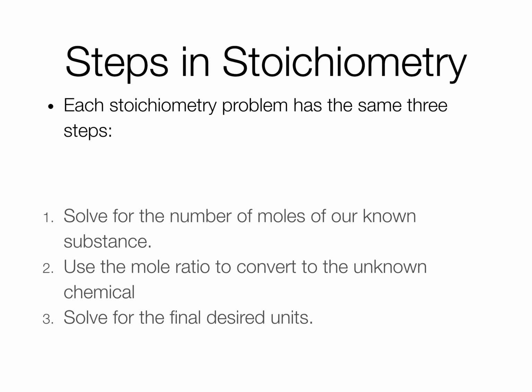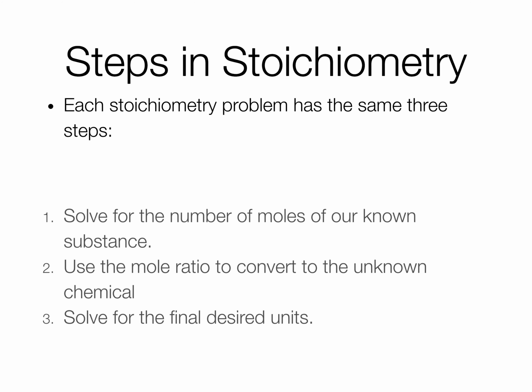In any stoichiometry problem, the first thing we need to do is figure out how many moles of our known substance we have. The problems we're going to do right now are going to start with that. Next, we're going to use the mole ratio to convert to the chemical we want to know in the end. And then if we want that to be in a different set of units, we're going to convert that into the desired units.